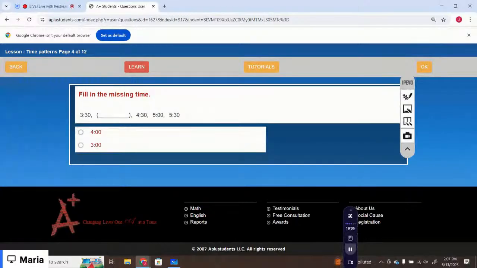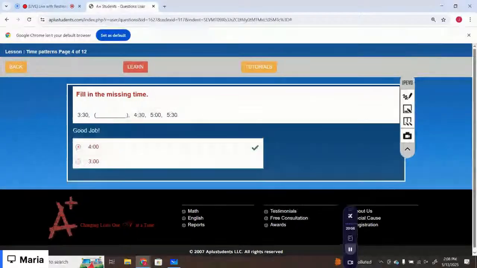Fill in the missing time. 3:30, the missing time, 4:30, 5:30. So which is the correct option? The time is increasing by 30 minutes every time. So then that would be 4. Option number one is the correct option.